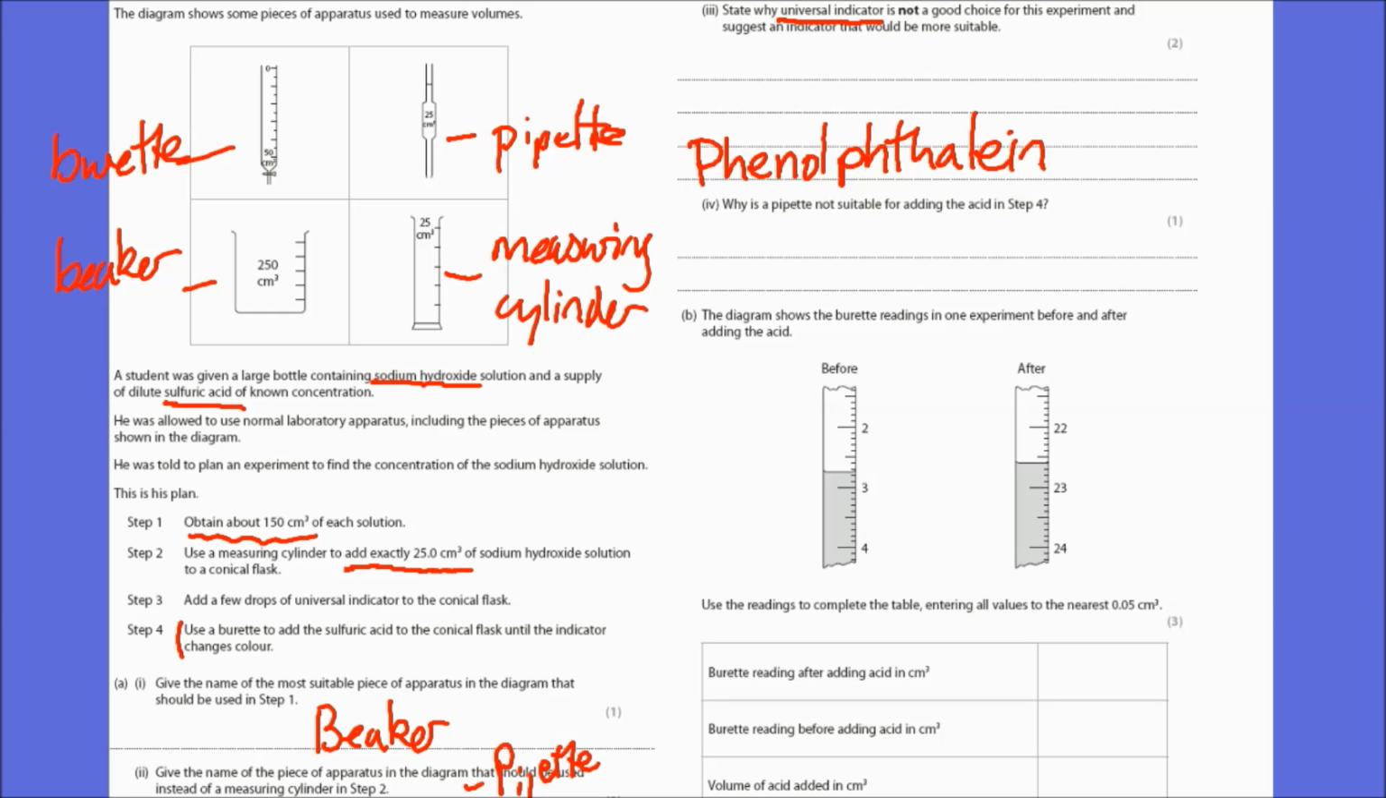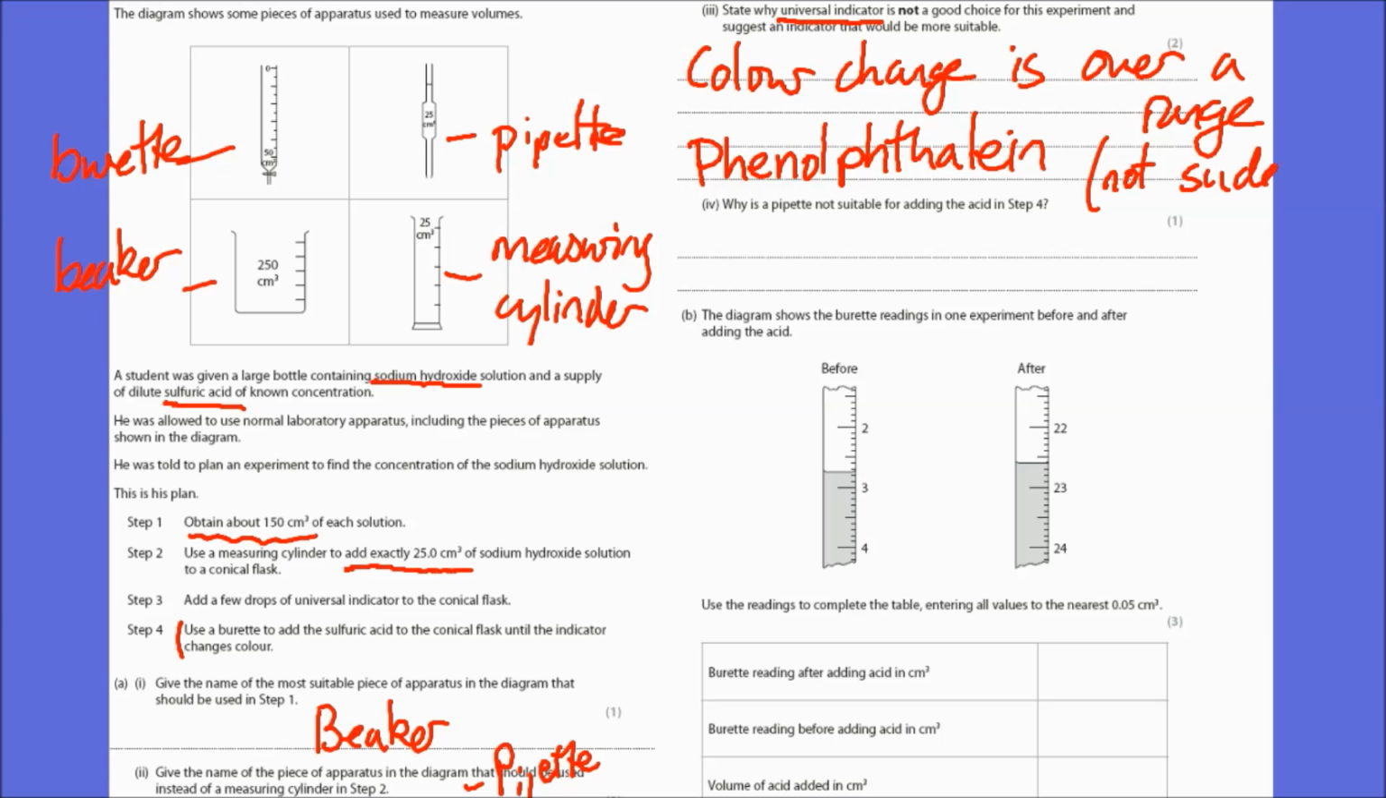Universal indicator doesn't have an obvious colour change. It's a gradual colour change. So the colour change is over a range. It's not sudden.